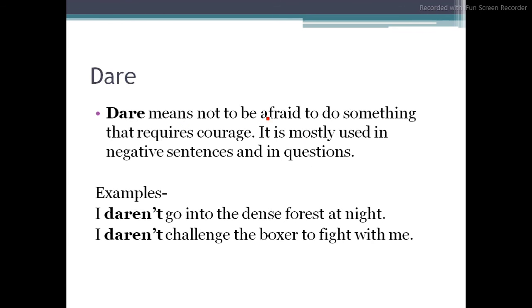Now dare means not to be afraid to do something that requires courage. It is mostly used in negative sentences and in questions. I dare not go into the dense forest at night. I dare not challenge the boxer to fight with me. So something that requires courage. Dare means not to be afraid to do something that requires courage. It is mostly used in negative sentences. So dare is mostly used in negative sentences or questions.